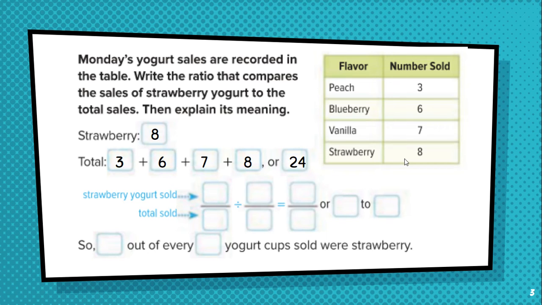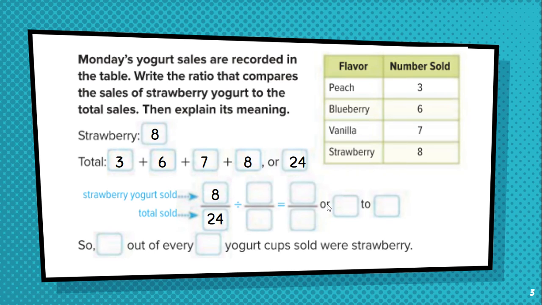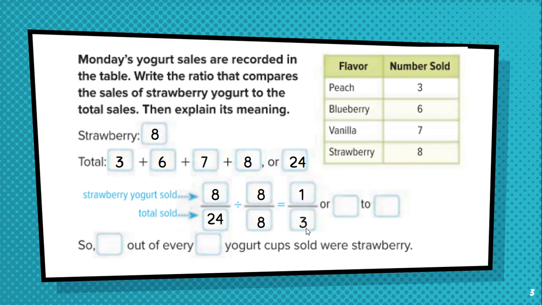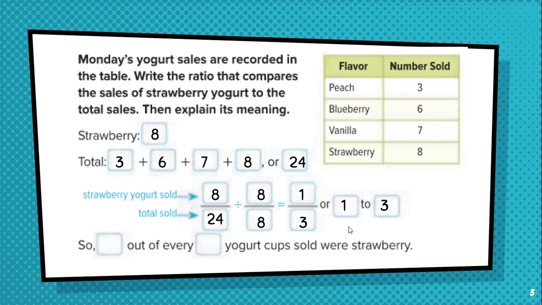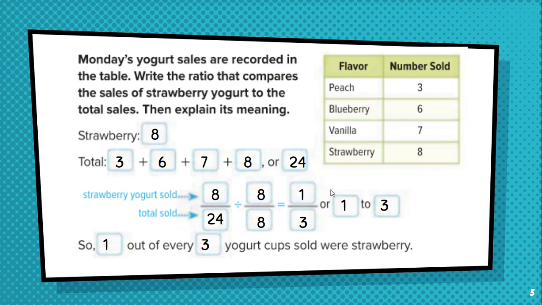So if I'm comparing the strawberry to the total sales, I need to put the 8 at the top, which is the amount of strawberry yogurt that was sold. I need to put 24 at the bottom, which is the total amount sold. And then I just have to simplify. So I know that I can take an 8 out of 8 and 24 because 8 is a common factor. So 8 divided by 8 is 1, and then 24 divided by 8 is 3. So I can reduce or simplify 8/24 to get to 1/3, or I can say 1 to 3, right? Because remember, we can write ratios in different notations. So at the very end of this, basically, this is how I would say that. So 1 out of every 3 yogurt cups sold were strawberry.